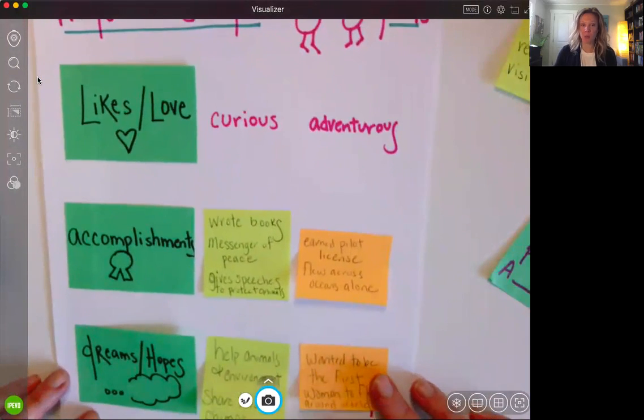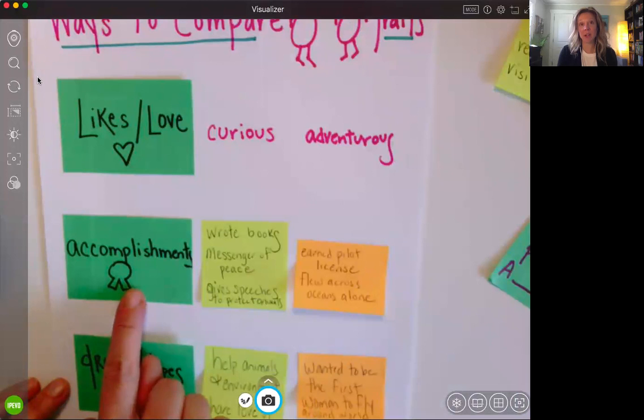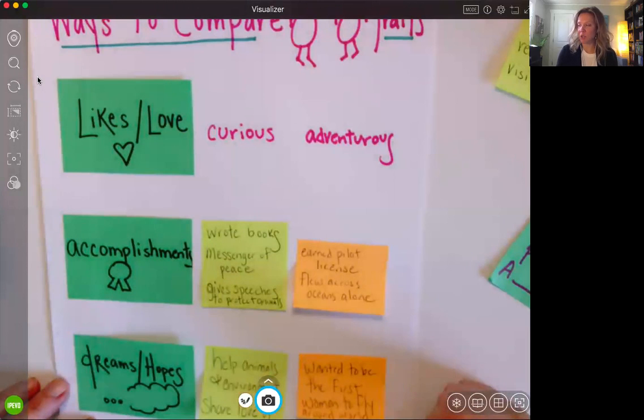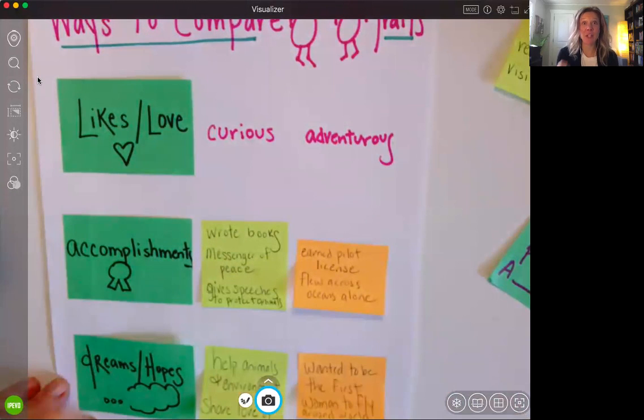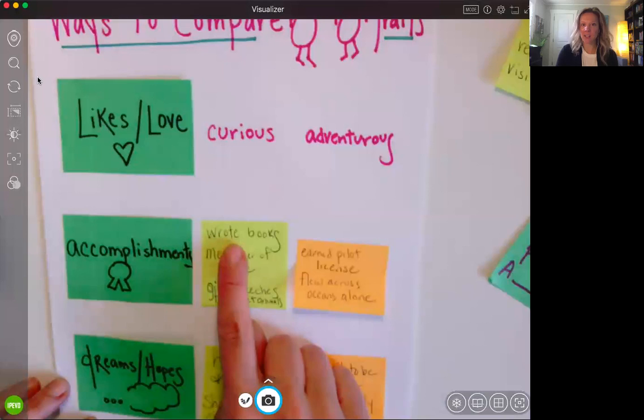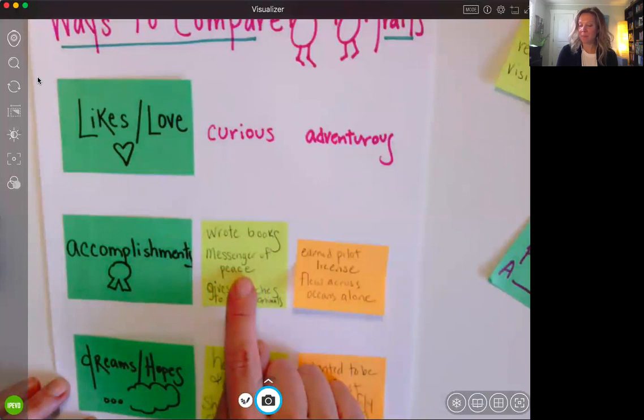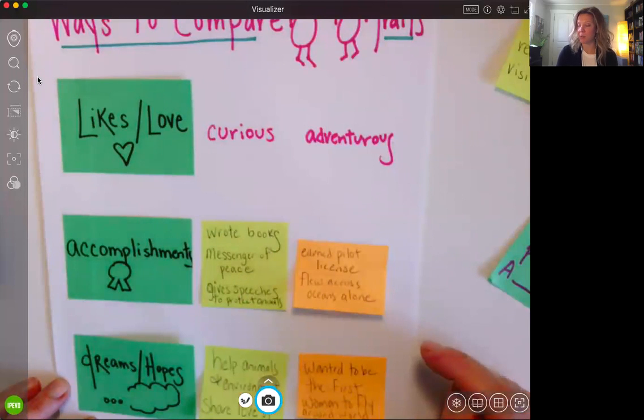So you could also read and list out their accomplishments, what awards, or how else could I say accomplishments? What you gain, what you get, a goal that you meet, something that you do or create that makes a difference. And so Jane Goodall, she has written so many books. She was awarded the UN Messenger of Peace Award, which is a really big deal. And she gives speeches all the time to big audiences to protect animals.